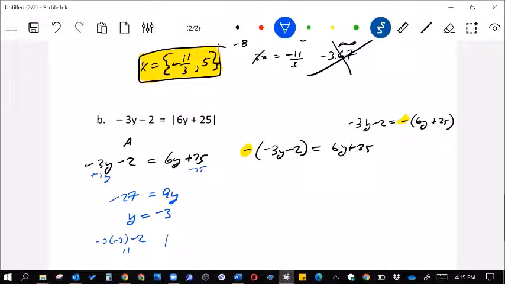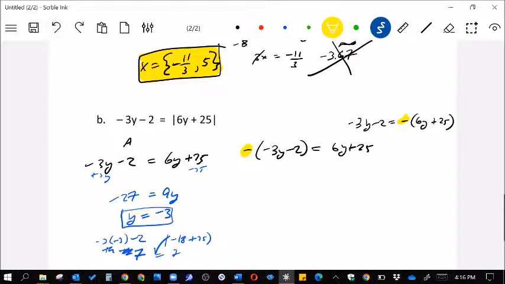Negative 3 minus 2, that's negative 9 minus 2, which is 11. Here, the absolute value is negative 18 plus 25. That's 11. Oh, it's negative 9 minus 2. Oops, negative 3 times negative 3 is positive 9, so that's actually a 7. Negative 18 plus 25 is also a 7. That means we're correct on this one. So this is the correct answer.